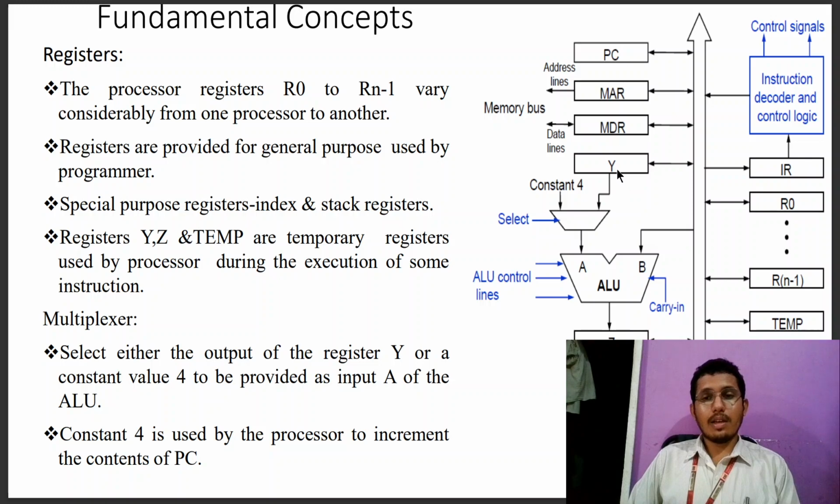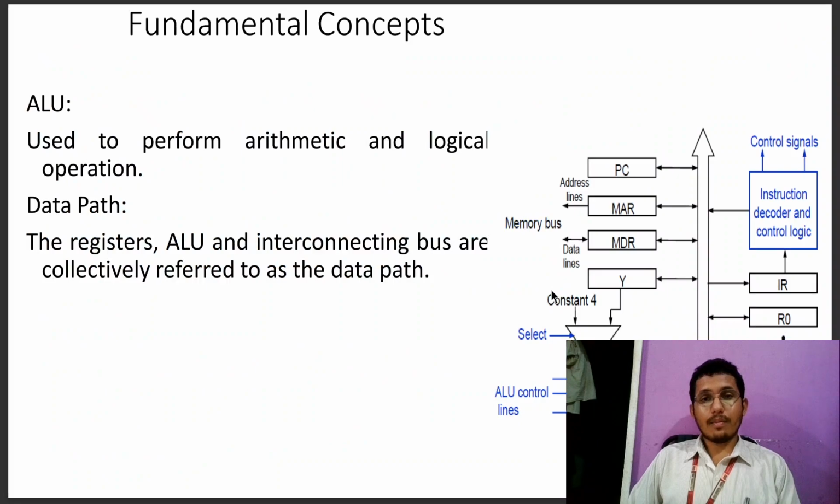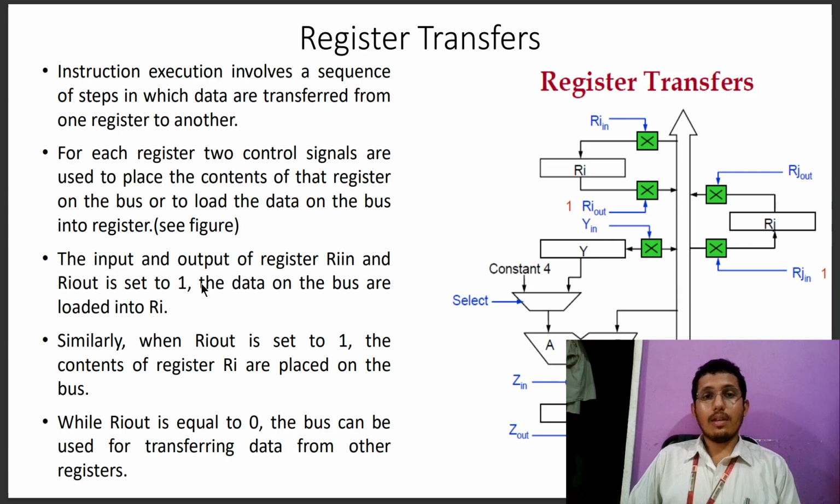This is the multiplexer. It takes the output of Y and constant 4 and selects one as input A, which is to be given to the ALU. Constant 4 is used by the processor to increment the contents of the PC. The next one is the ALU. ALU stands for Arithmetic and Logic Unit. It is used to perform arithmetic and logical operations. Data path: the registers, ALU and interconnecting bus are collectively referred to as the data path.